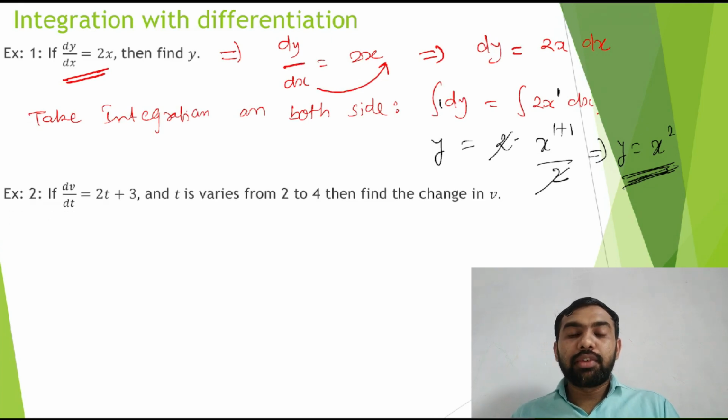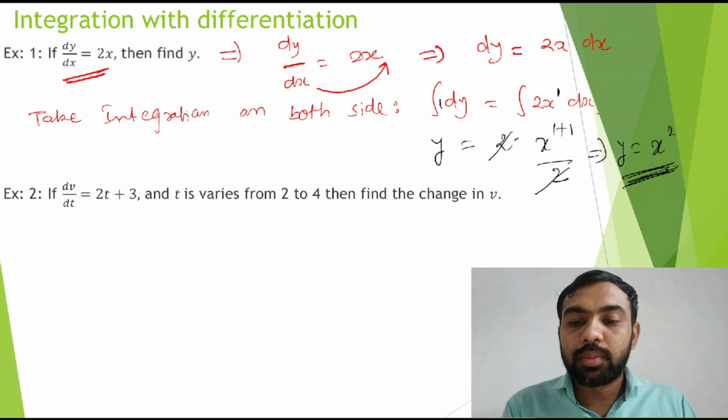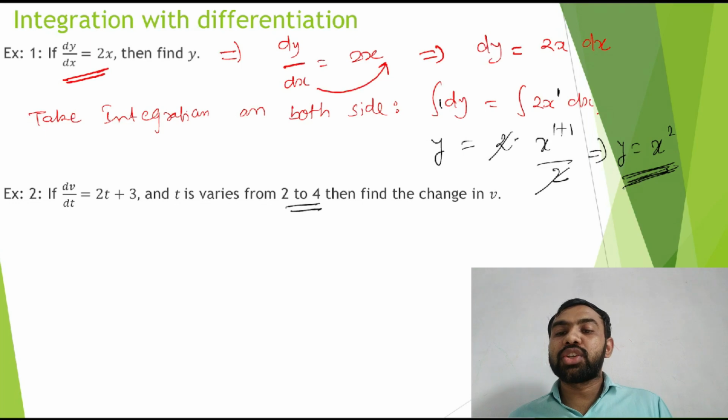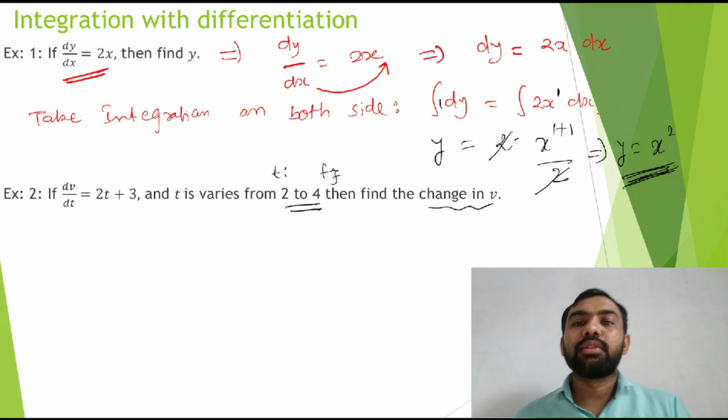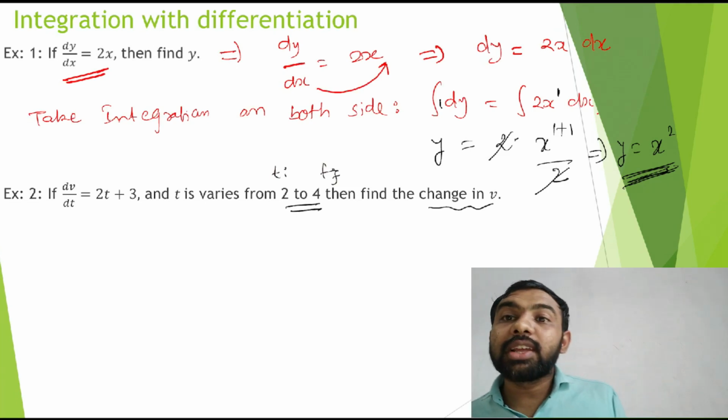Let's see one another term. If dv by dt is equal to 2t plus 3, if t varies from 2 to 4, then find the change in v. So this is t initial and that is t final.